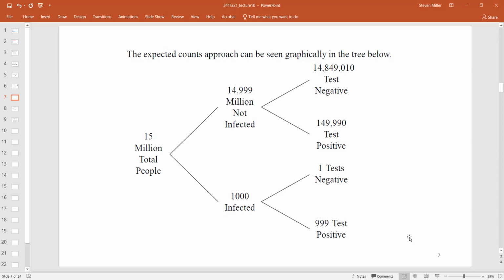And so now if you look at the infected, there'll be 1 negative test and 999 positive tests. And if you look at the people who are not infected, who are healthy, there'll be 14,849,010 negative tests and 149,990 positive tests. So you see that most of the positive tests in this case are coming from the people who are healthy.